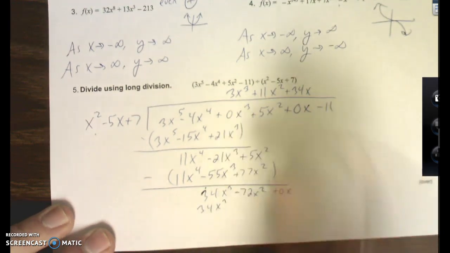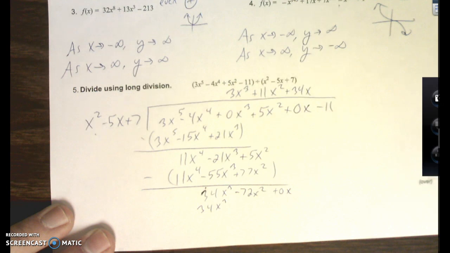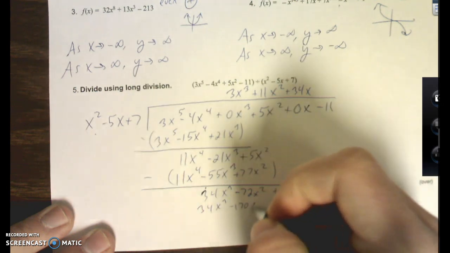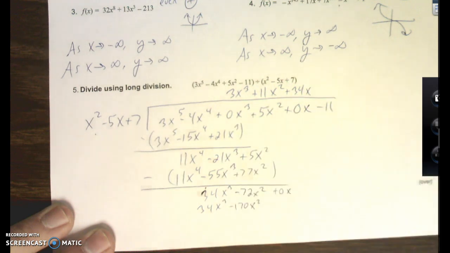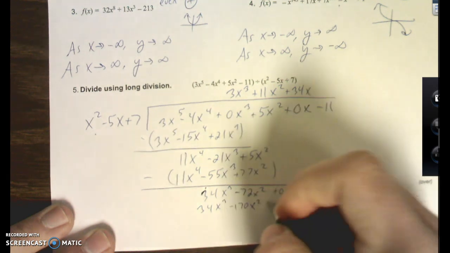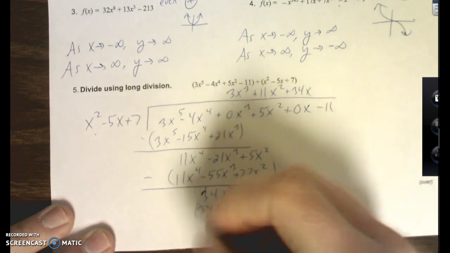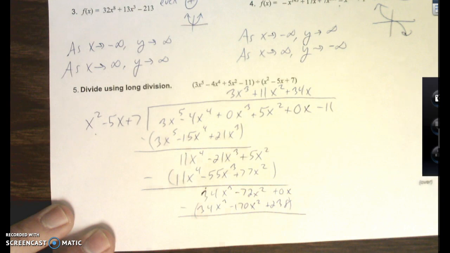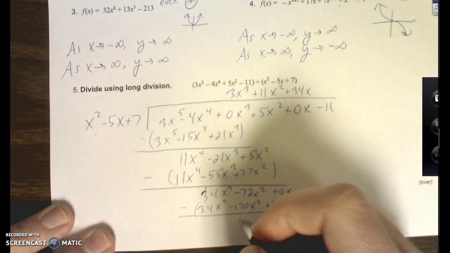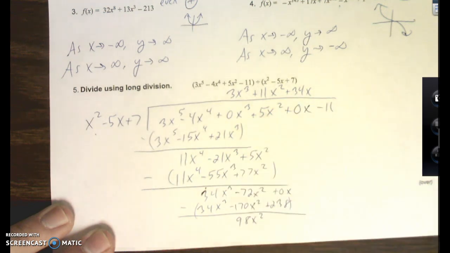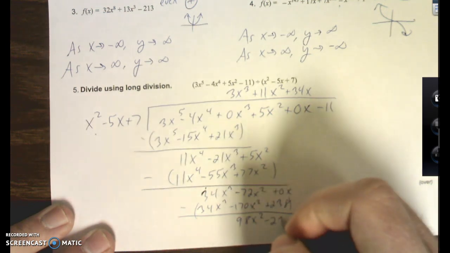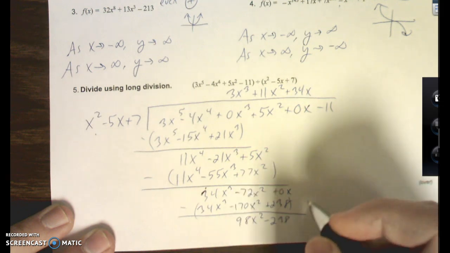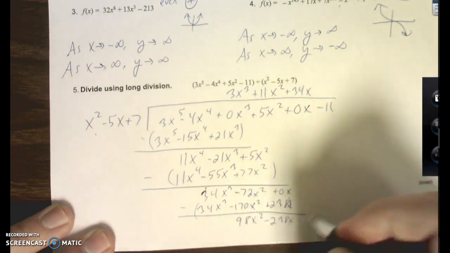Okay, 34 times 5 is negative 170. And then 34 times 7 is 238. Okay, so now I get 170 minus 72, which is 98x squared, and then negative 238x. Should be an x there.